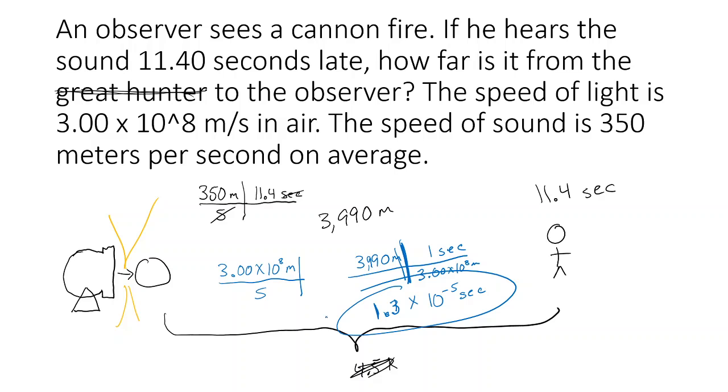Okay, but the answer we are looking for, it says how far was he away? I would say that he was, with 2 significant digits, 4.0 times 10 to the 3rd meters away. All right.